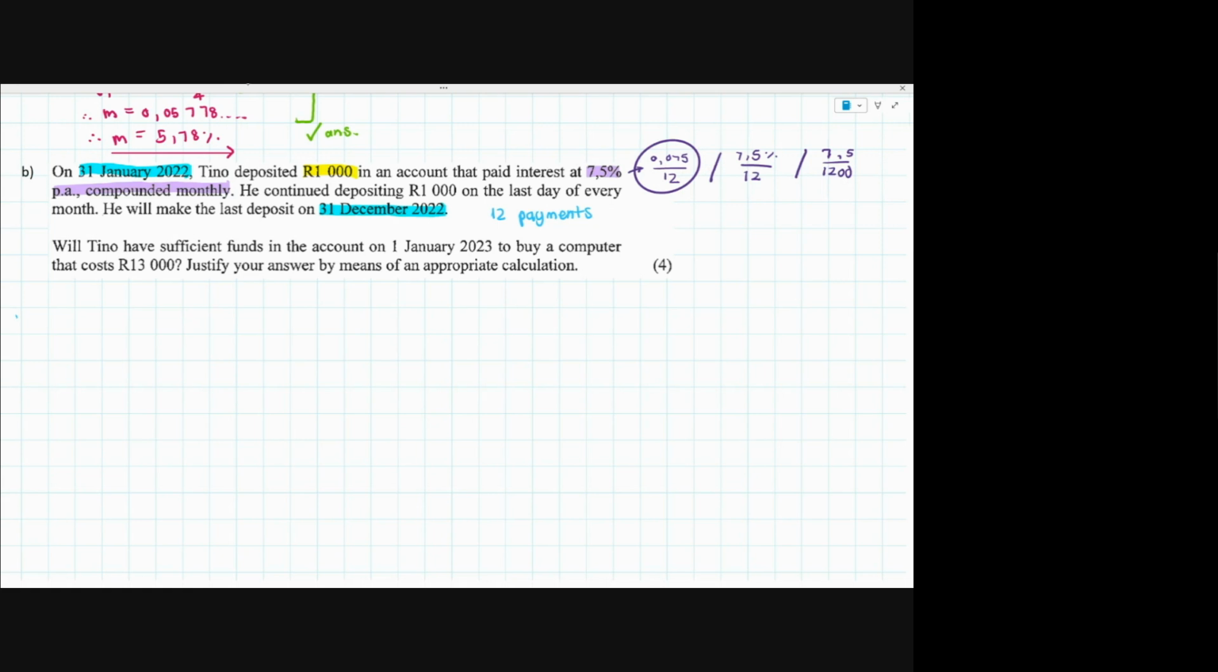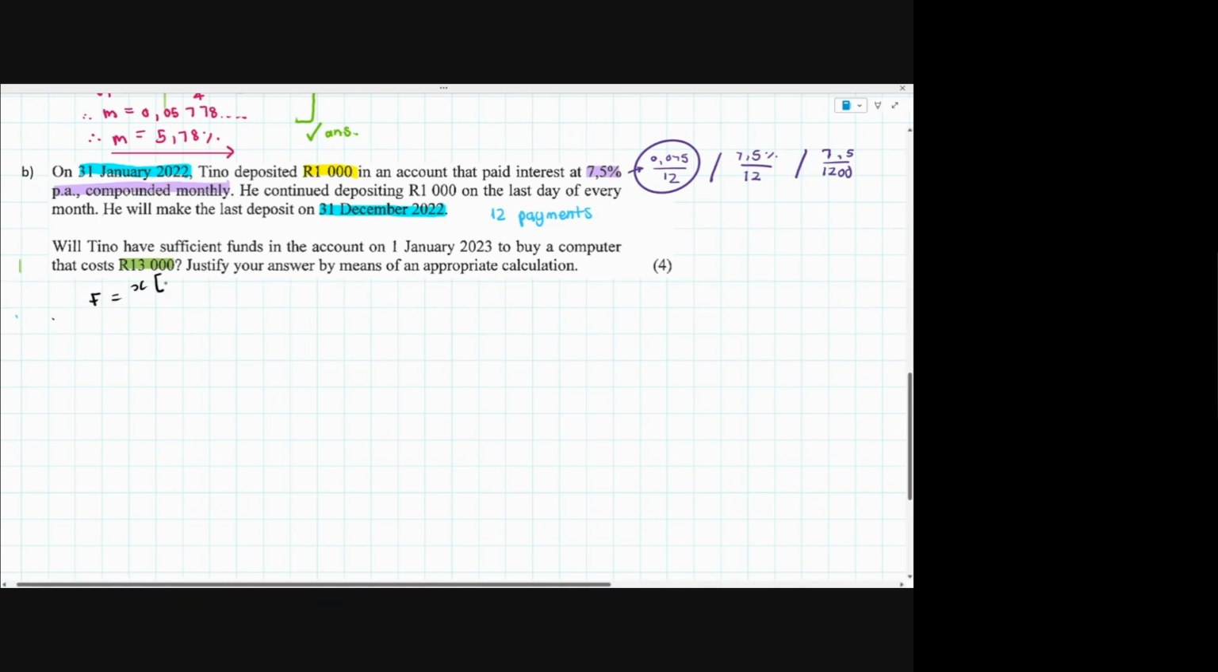Okay. The last little bit is we need to make a deduction. We need to come to some sort of conclusion about this whole scenario. That conclusion is: will there be sufficient funds to cover the 13,000 Rand cost of a computer? So that is our end goal. What we're going to do is figure out how much is actually in the account after this 12-month period. Because this is an investment and there are continuous deposits into this investment account, we are going to use our future value formula.